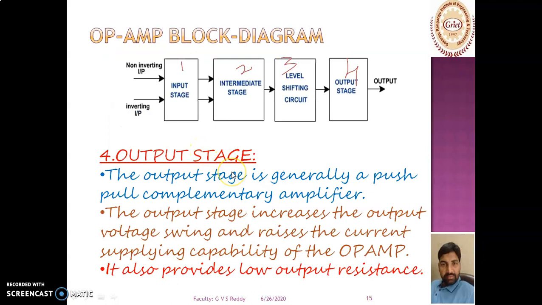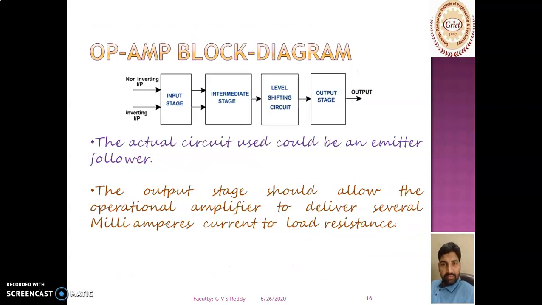Next, the last one, the fourth block of the operational amplifier, is the output stage. The output stage is generally a push-pull complementary amplifier. The output stage increases the output voltage swing and raises the current supplying capability of the operational amplifier. It also provides low output resistance. The actual circuit used could be an emitter follower.